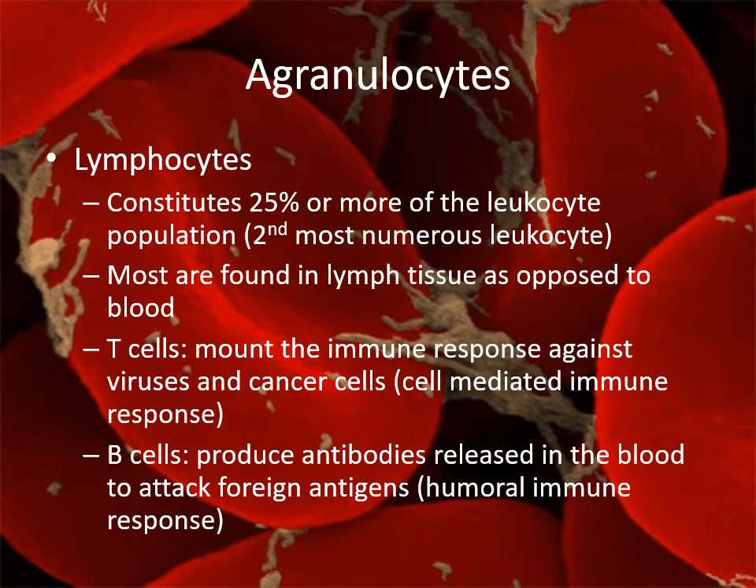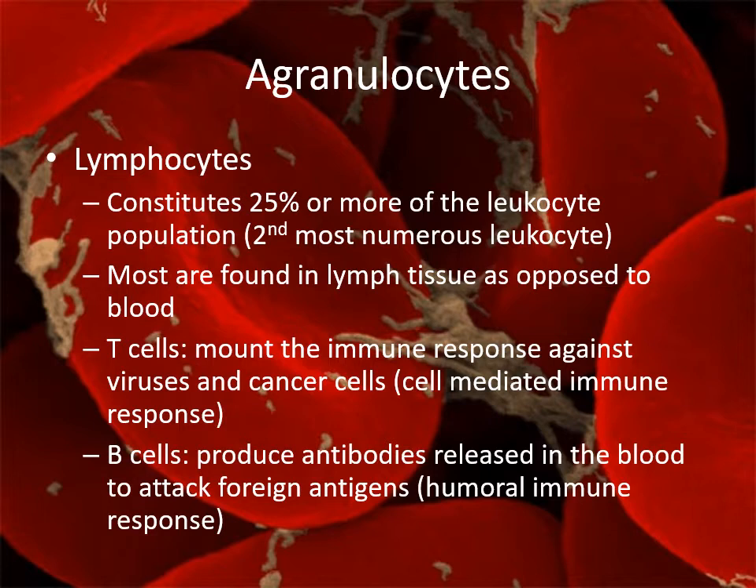So now on to the agranulocytes. The first one is the lymphocytes. So these make up about 25% or more of your white blood cell population. So this makes it the second most numerous white blood cell in your blood. Most are found in lymph tissue as opposed to in the blood. So these lymphocytes can be broken down into subdivisions, and there's more than just the ones here, but I'm just going to give you a brief overview of the ones you may be more familiar with or the ones that are a little more important.